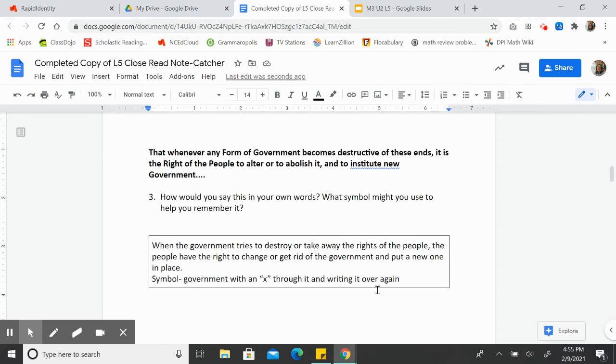Okay, so with this section, you might say in your own words, when the government tries to destroy or take away the rights of people, the people have the right to change it or to get rid of it and put a new one in place. So a symbol that you maybe could use here is maybe just cross out the word government with an X and then write it over again, symbolizing a new government. Okay. All right. So let's continue.